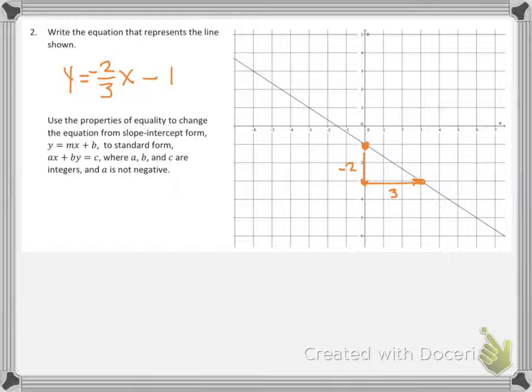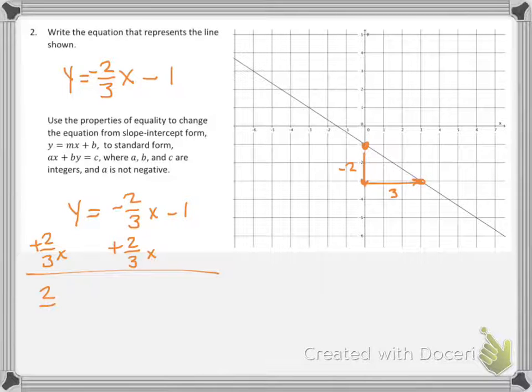And then I need to put it in standard form. So y equals negative 2/3 x minus 1. I'm going to add 2/3 x to both sides. And that gives me 2/3 x plus y is equal to negative 1. Ax plus by equals c, where b is a 1. And that's it. 2/3 x plus y equals negative 1 is standard form.